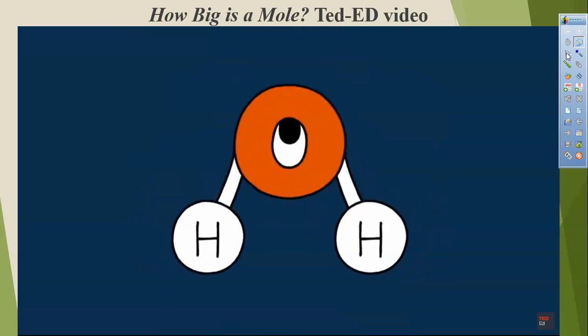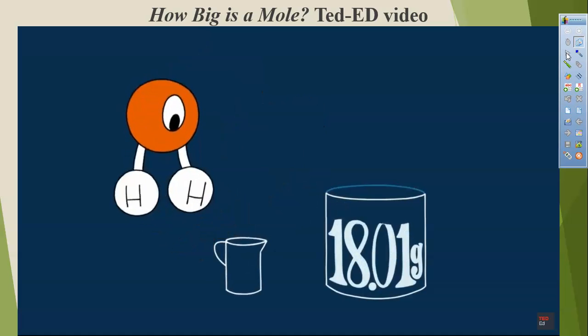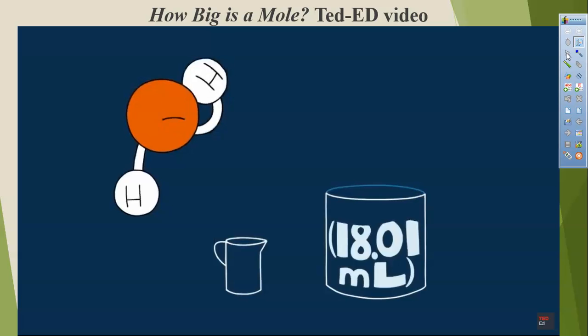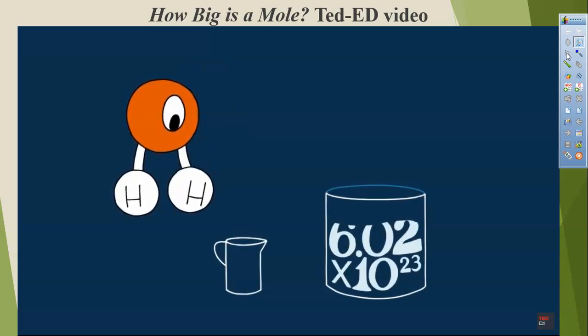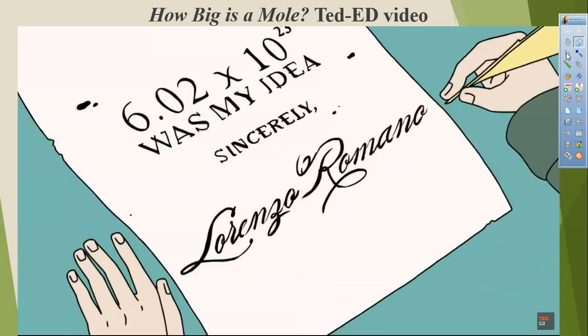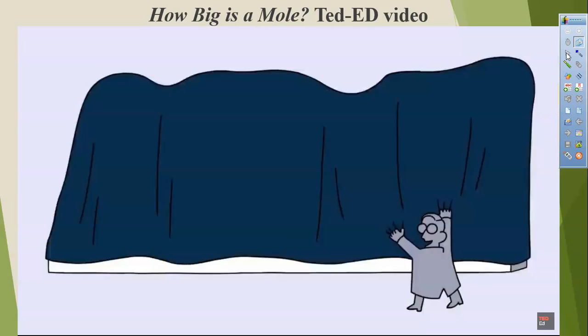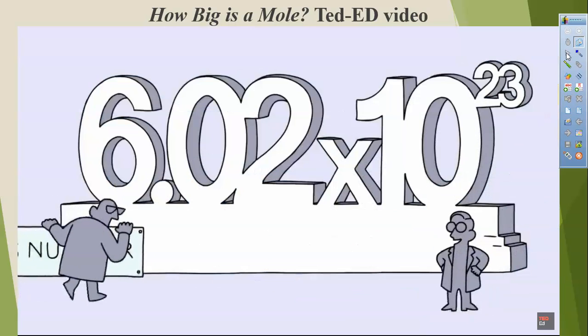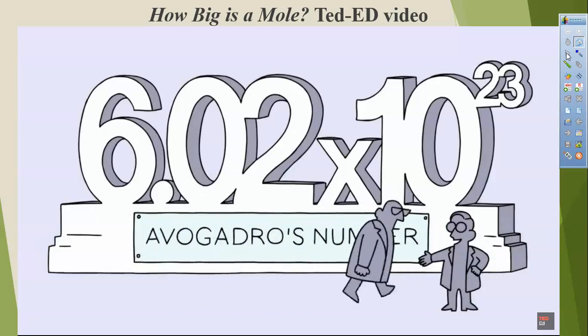Instead, think of water molecules. If you pour 18.01 grams of water into a glass, which is 18.01 milliliters, which is like 3.5 teaspoons of water, you'll have 602 sextillion molecules of water. Since Avogadro was the first one to come up with this idea, scientists named the number 6.02 times 10 to the 23rd after him. It is simply known as Avogadro's number.